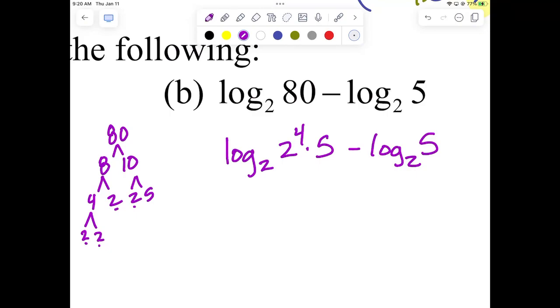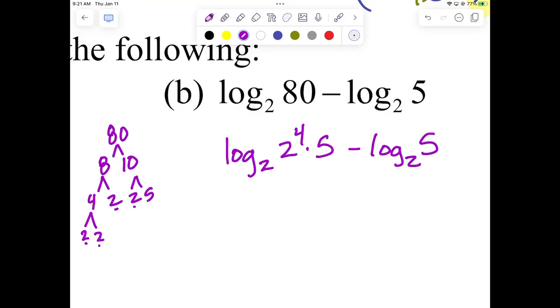Hey, if the 3 properties of logs turn products into sums, quotients into differences, and exponents into constant multiples, then if you're trying to use those 3 properties, it would be very helpful to have your argument written as a bunch of factors raised to a bunch of powers, right? Because then the logs can handle those. That's your strategy. Try to write your argument as a product of something with multiple powers, possibly.